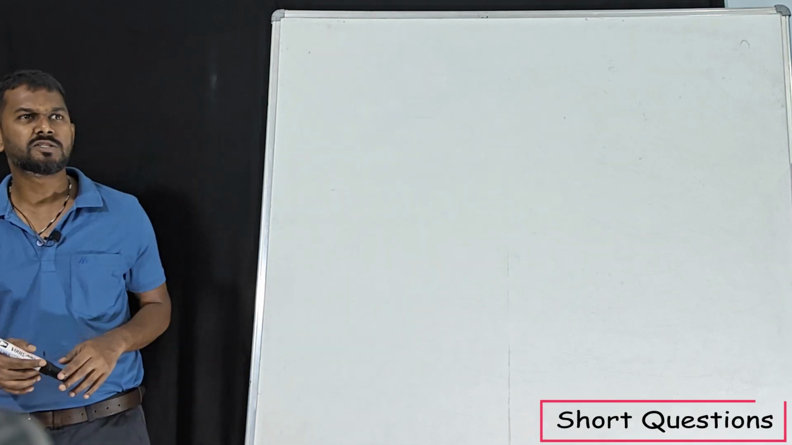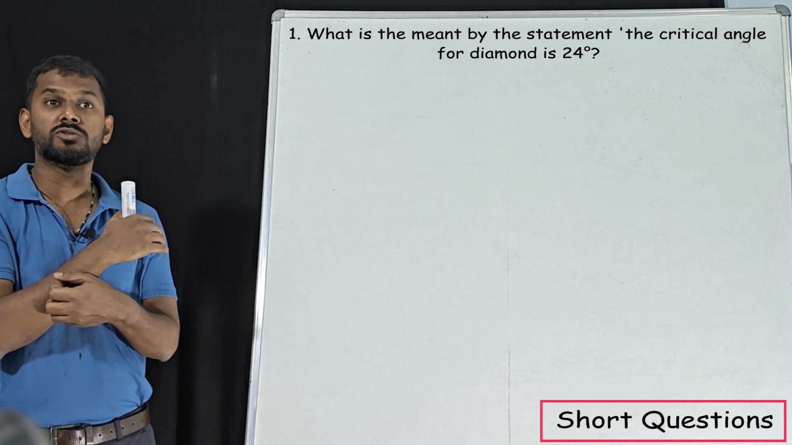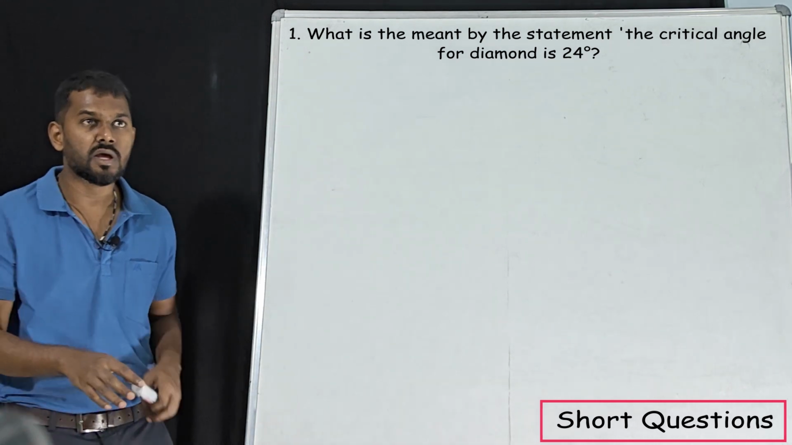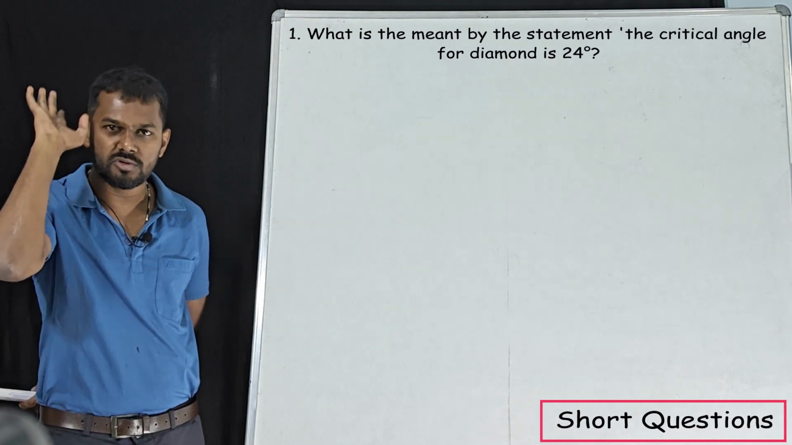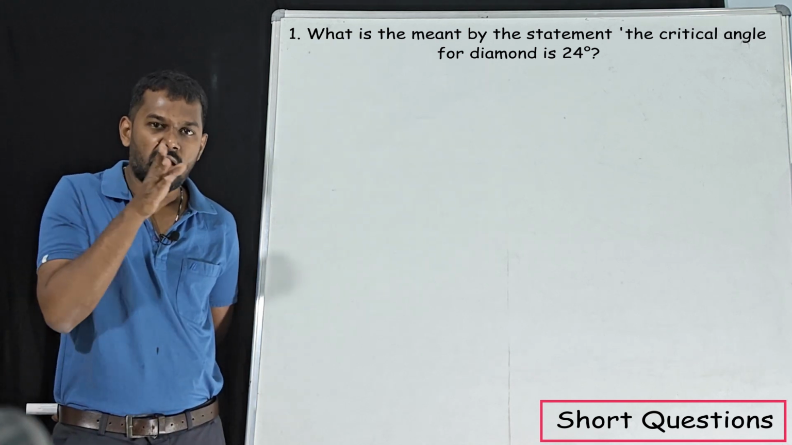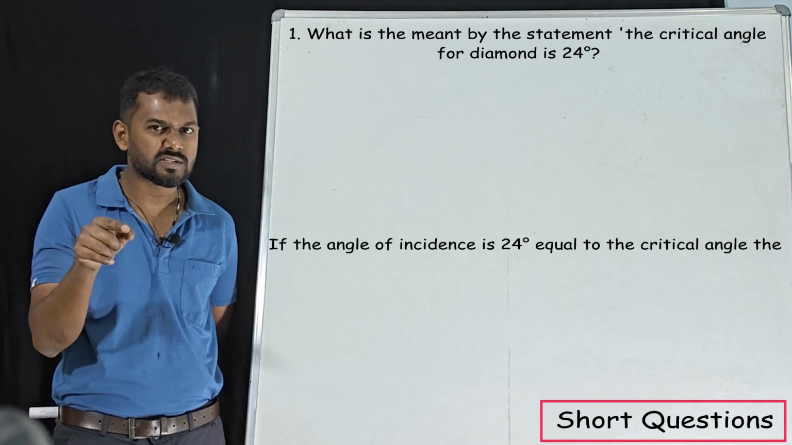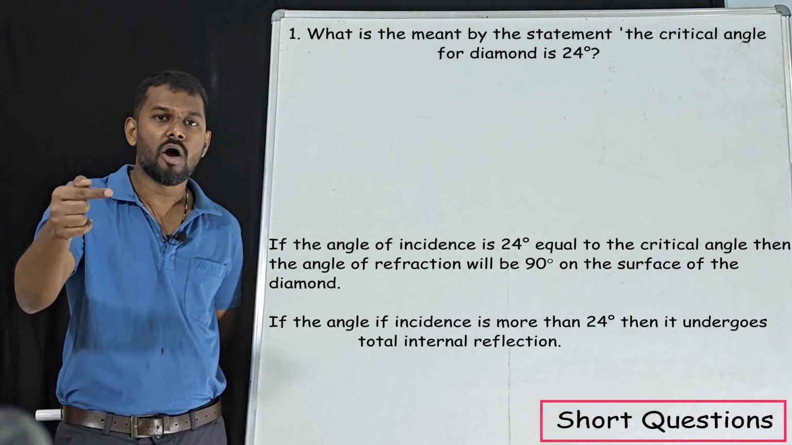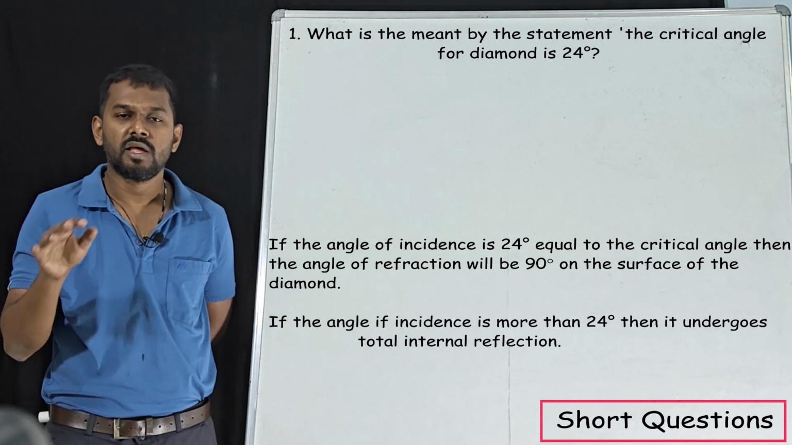Our next question: what is meant by the statement the critical angle for diamond is 24 degrees? This is a very important question. Here we need to talk about two things always. I'll teach you how to answer this kind of question. Don't worry about the object, just the angle. If the critical angle for diamond is 24 degrees, then if the angle of incidence is equal to the critical angle, the angle of refraction will be 90 degrees. If the angle of incidence is more than the critical angle, then there is no refraction, only total internal reflection within the diamond. This is what you are going to write.